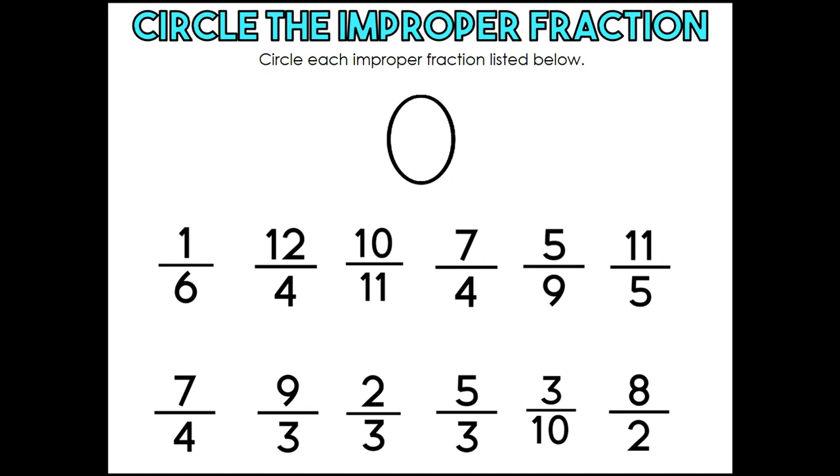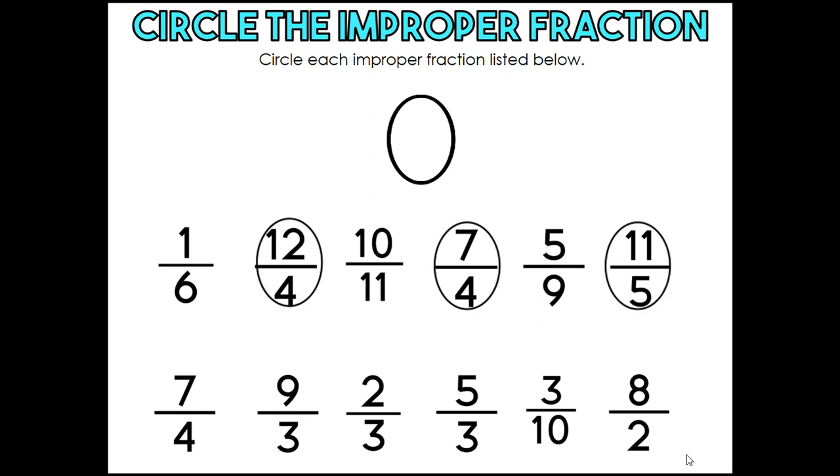So let's do one. 12 fourths. In 12 fourths, fourths is the number of pieces in your whole. And you have more pieces, you have 12 pieces, than the number you need for your whole. So 12 fourths is an improper fraction. Next, we have 7 fourths. 7, the numerator, is greater than 4, the denominator. So you have more pieces than you need for the whole.